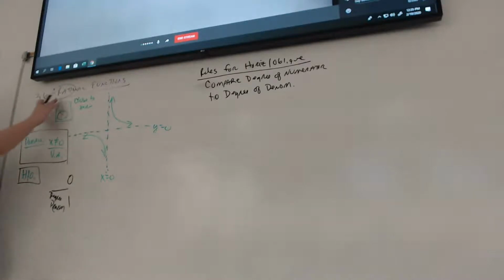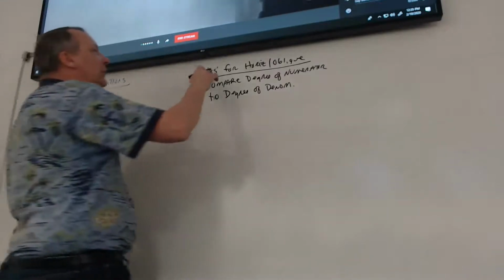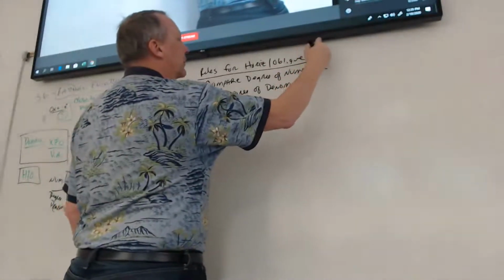We could have written this, if we wanted to, as 0x plus 1x to the 0 power. Anything to the 0 power is 1. Okay? So your degree of the numerator is 0, and your degree of the denominator is 1. Okay? So, rules for horizontal or oblique asymptotes.